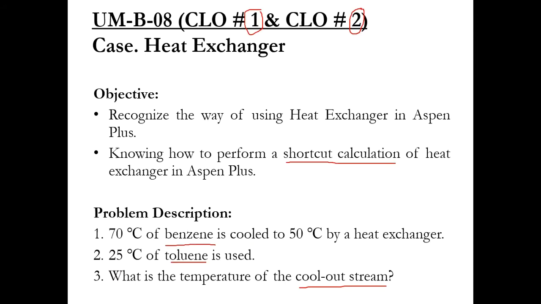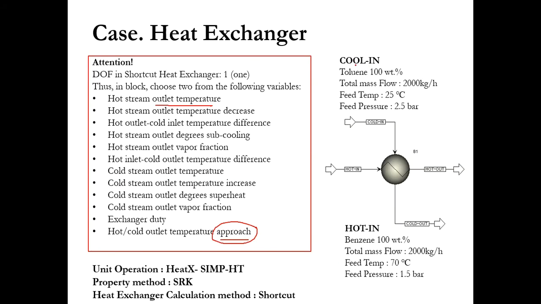तो आपको इनमें से कोई एक पैरामीटर को स्पेसिफाई करना होता है। In problem description you have been asked to determine the temperature of cold out stream. So the cold stream which is entering is pure toluene having mass flow rate of 2000 kg per hour with a feed temperature of 25 degrees centigrade and pressure of 2.5 bar. The hot stream which is entering is pure benzene, mass flow rate of 2000 kg per hour, temperature is 70 degrees centigrade and pressure is 1.5 bar.